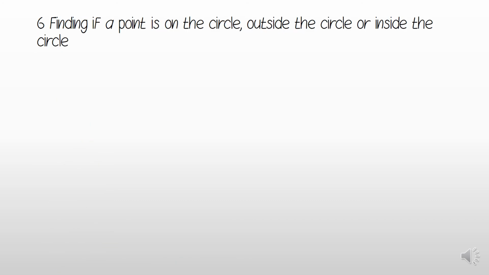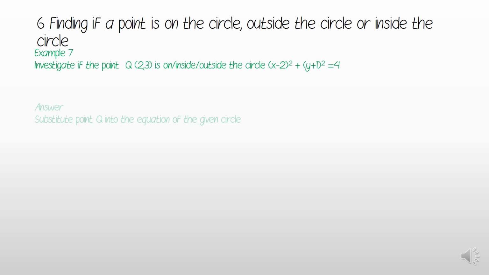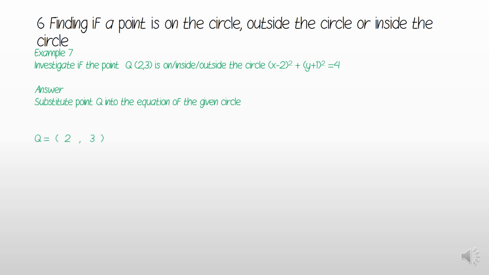So another scenario is when you have to investigate if the point is on the circle, outside the circle, or inside the circle. So to do this, we'll do an example. So investigate if the point Q(2, 3) is on the circle, inside the circle, or outside the circle, and they give you the equation of the circle there. So to do that, we substitute Q into the equation as we did previously.